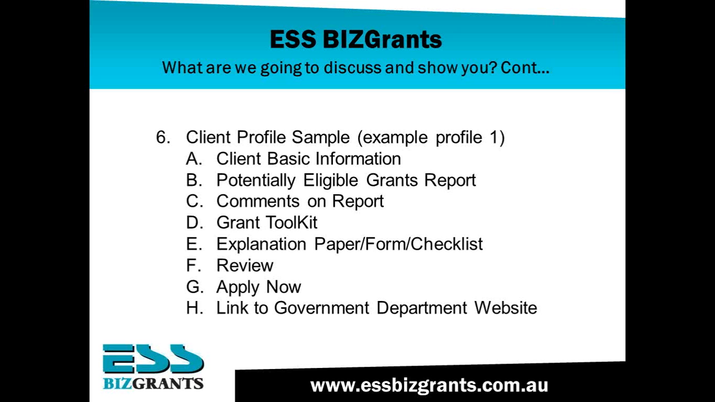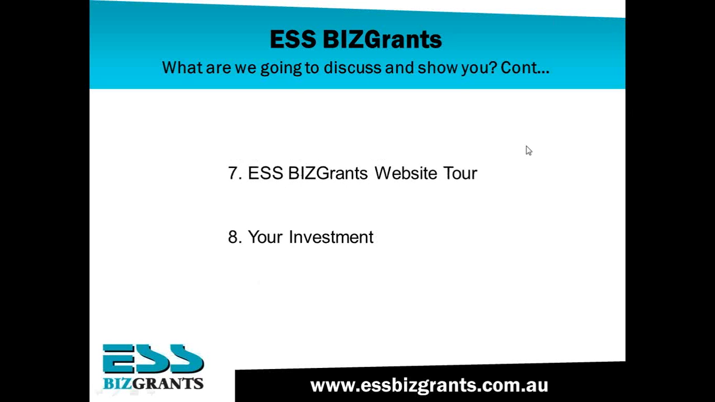You can apply from our system if you wish, and you will be directed to the appropriate government department URL. If you click on that, it will take you to that grant's application form. So that's basically how the system works. We're going to have a look at the website a little bit later on.